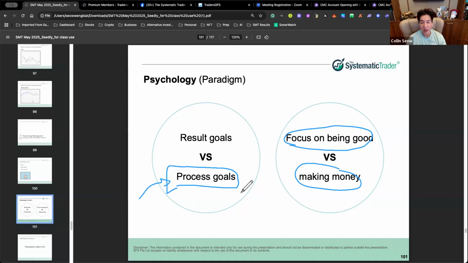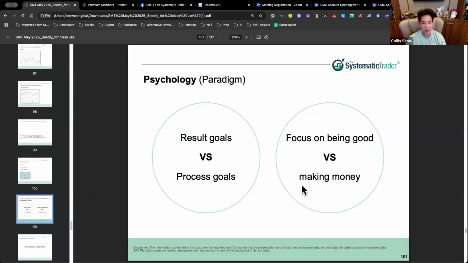When it's within your control, then you forget about your results. You forget about your result goals, because results are something we cannot control. How much money you make, you cannot control. So let's focus on the process. The results will take care of themselves. Focus on the process, focus on being good. Making money is a byproduct of doing the right thing. Type yes if it makes sense. Okay, so everyone, focus on your process now.